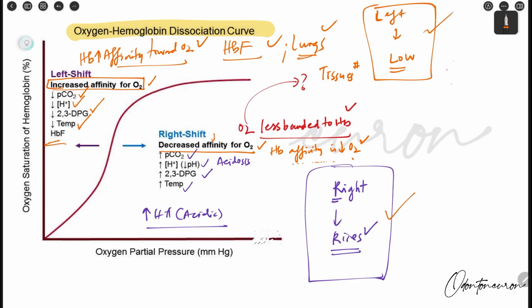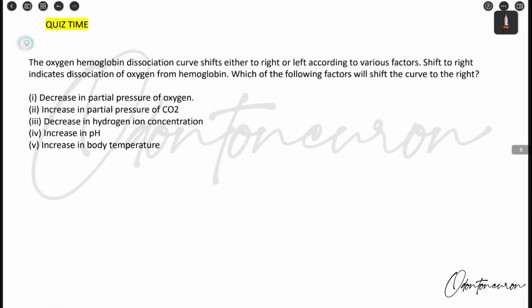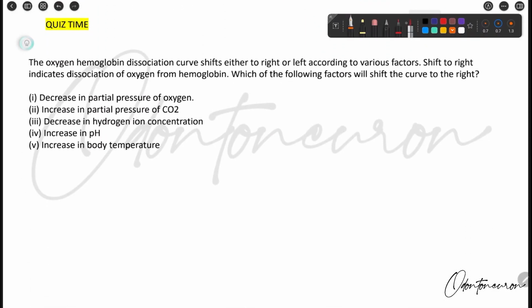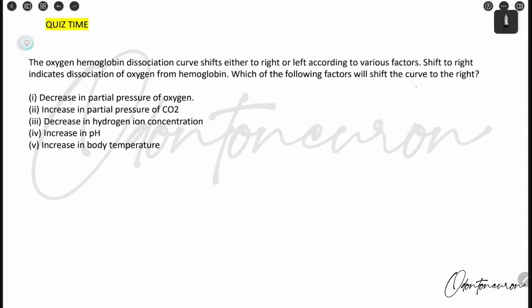You also got a basic concept: what is partial pressure, what is affinity towards oxygen, what is affinity towards hemoglobin. These are the basics you have to know. Once you know this, you can solve some questions. Here the question says the oxygen hemoglobin dissociation curve shifts either to right or left according to various factors, which we know. Shift to right indicates dissociation of hemoglobin.